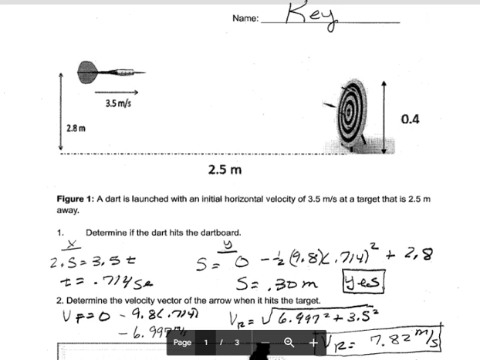Time is 0.714 seconds. Then I just have to plug that into the y equation, remembering that y velocity initially is 0. And then we use the 1/2 at squared equation. Notice how I have a plus 2.8 beginning height, because I've got to figure out the height when it reaches the target. It's 0.3 meters, so therefore it does hit it.